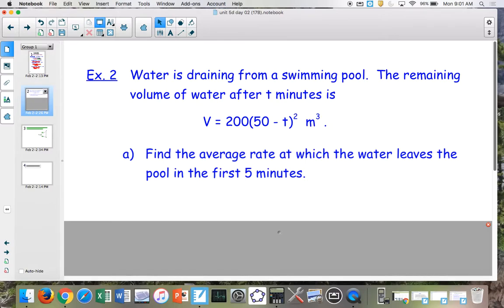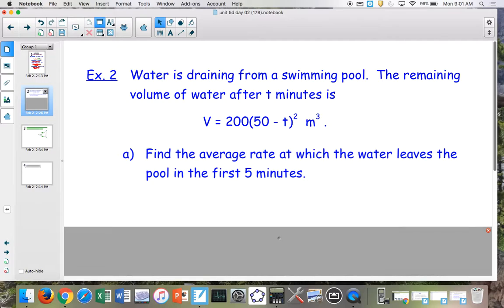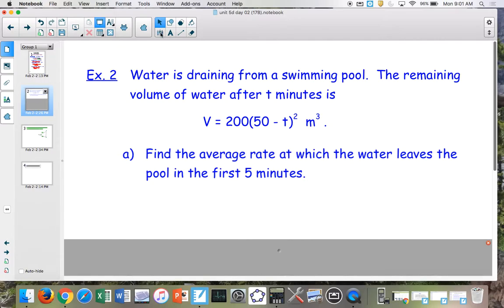So first let's find the average rate at which water leaves the pool in the first 5 minutes. Remember, when you see average rate, think of slope between 2 points. So we're going to find the volume at 5 minutes minus the volume at 0 minutes over the time interval 5 minus 0.